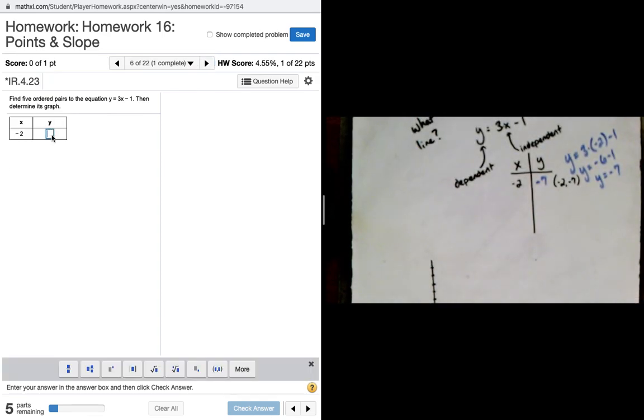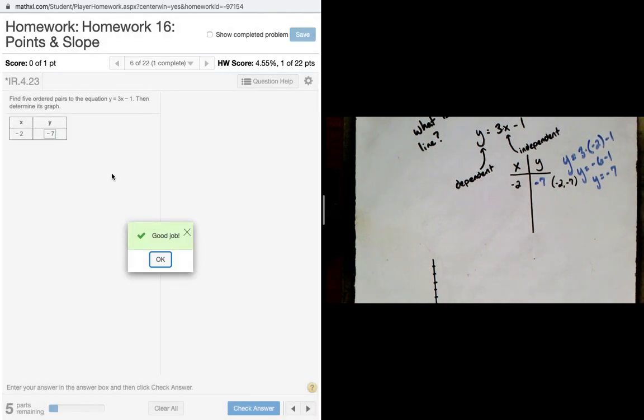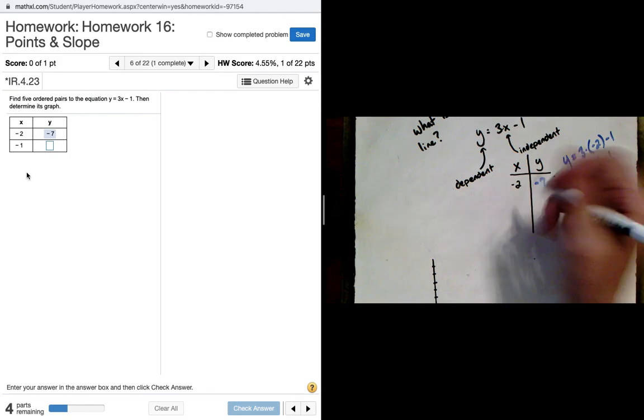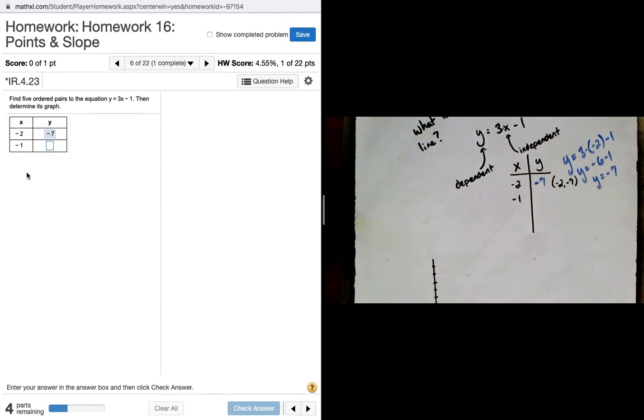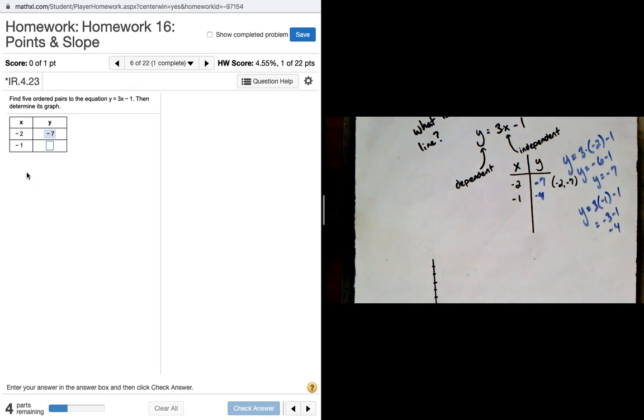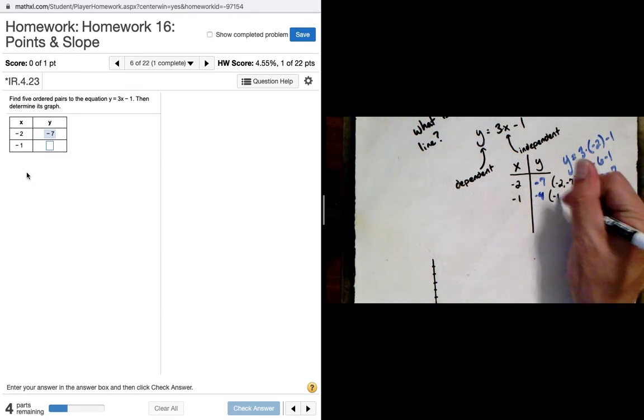Then I go back up here, plug in my x value, and it gives me another one for negative 1. When I plug negative 1 in for x, I get y is equal to 3 times negative 1 minus 1. That is negative 3 minus 1, or negative 4. So when x is negative 1, the y value is negative 4.